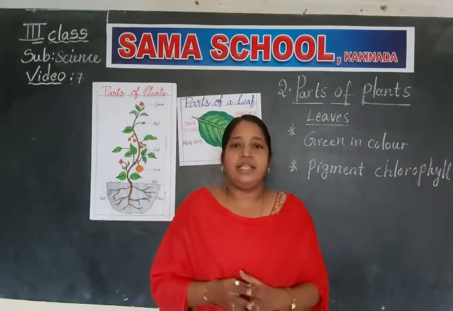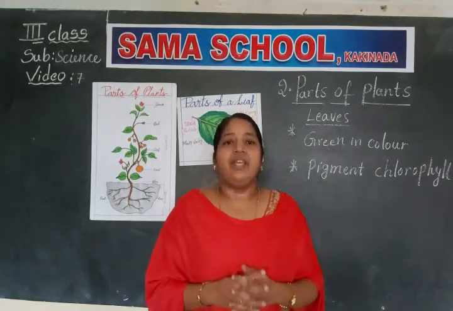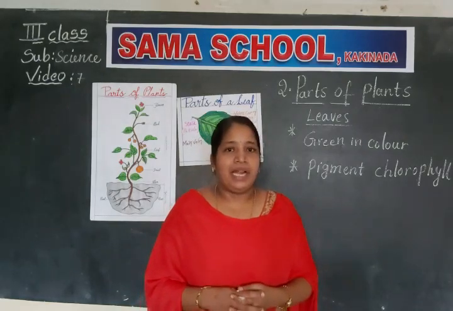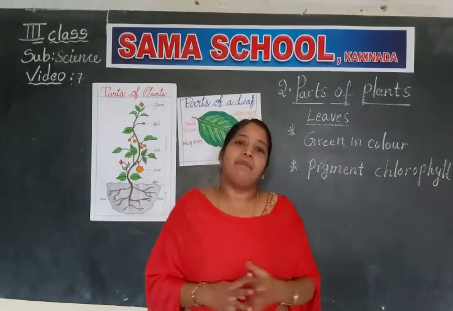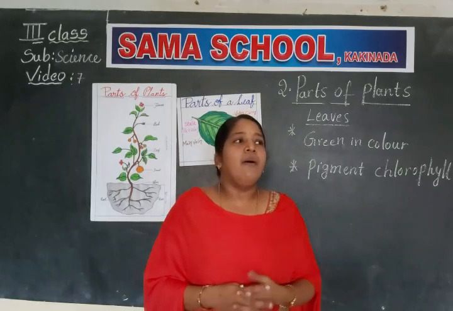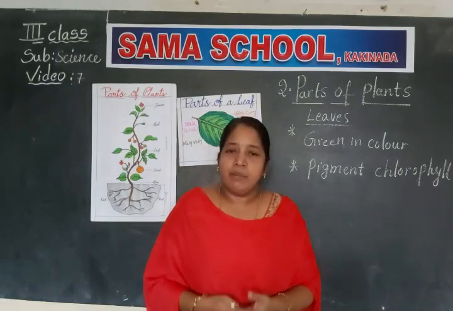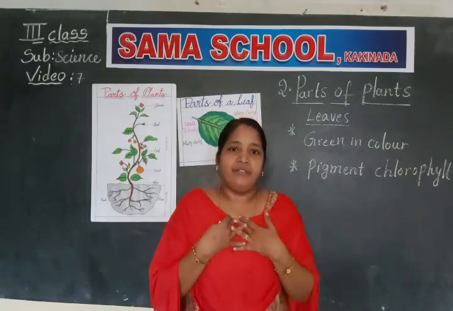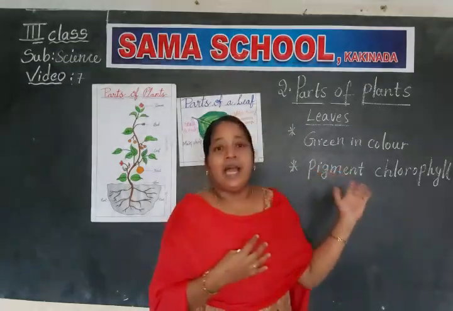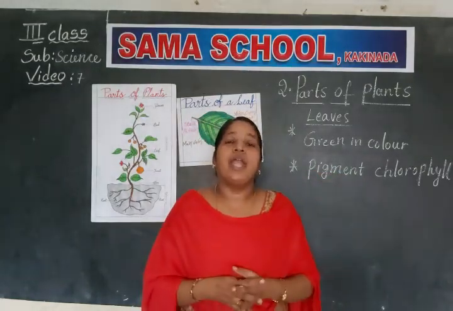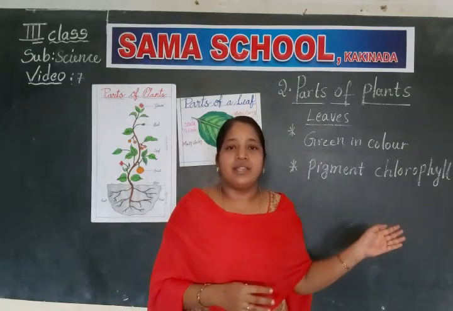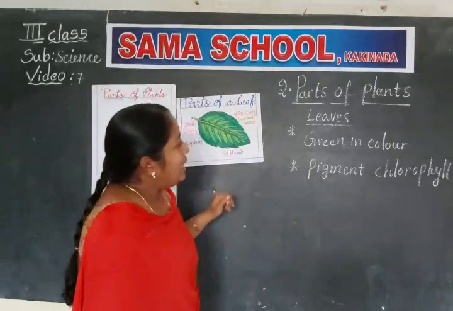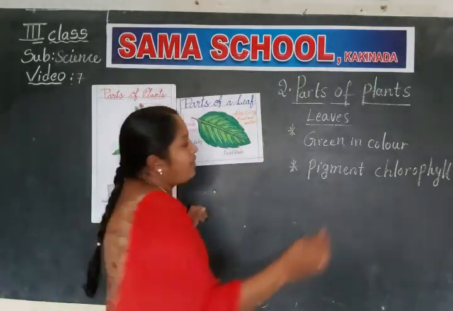Among all living things, plants are the only living things that can prepare their own food material. Whereas the remaining animals and human beings, we depend on plants and other animals for our food. Whereas the plants do not depend upon any other living thing, they can prepare their own food materials. Okay, and the leaves are called the kitchen of the plant.